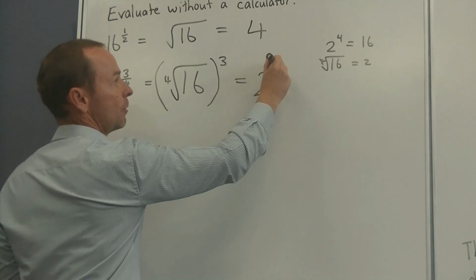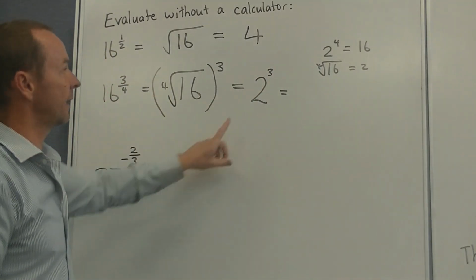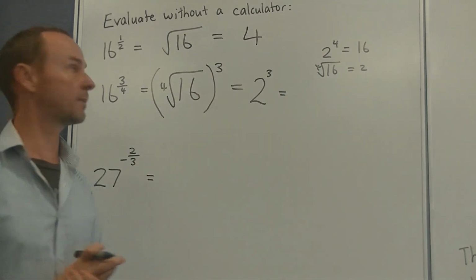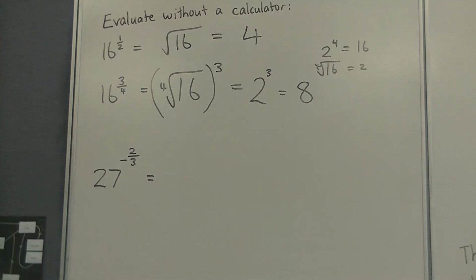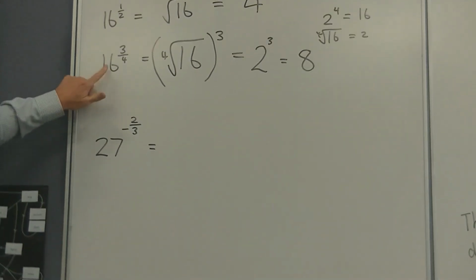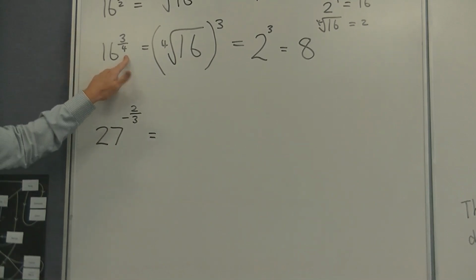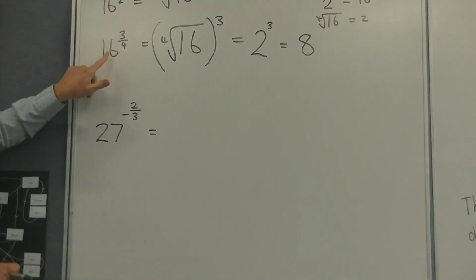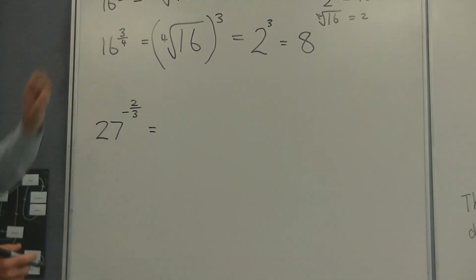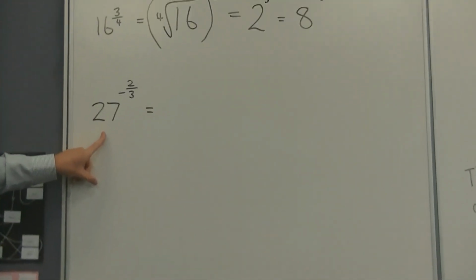But we've still got to cube it. It's much easier to cube 2 than it is to do it the other way. So 2 cubed means 2 times 2 times 2, which is 8. So 8's our answer. So hopefully you use common sense. I don't want to see anyone try to cube 16 and then get the fourth root of that. It's almost impossible without a calculator. So do it the other way. Fourth root of 16 is 2, then 2 cubed is 8. Use common sense.